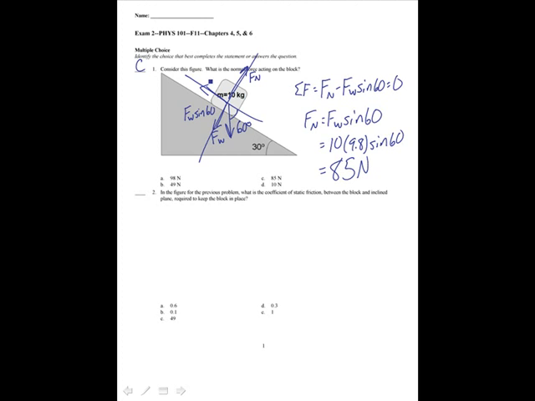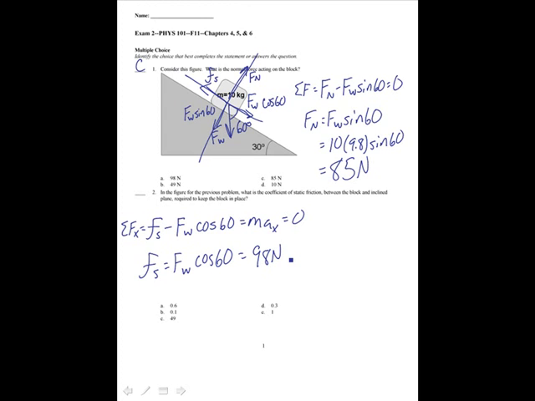So here we have a static frictional force, Fs, and it's going to be equal to the x component of Fw, that's Fw cosine of 60. So Fs minus Fw cosine of 60. By the way, this is the sum of the forces in the x direction. This is equal to max, which is equal to 0. So Fs equals Fw cosine 60. That's 10 times 9.8, or 98 newtons, times cosine of 60.